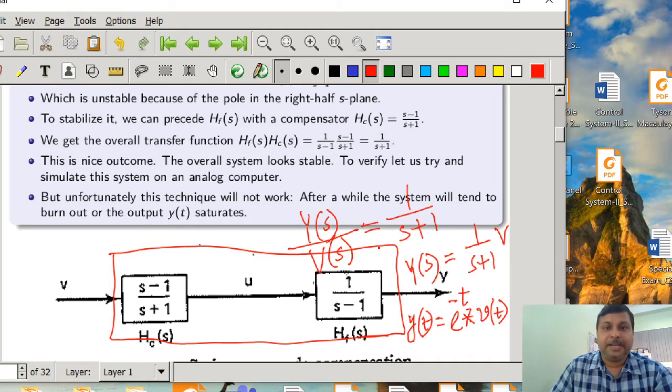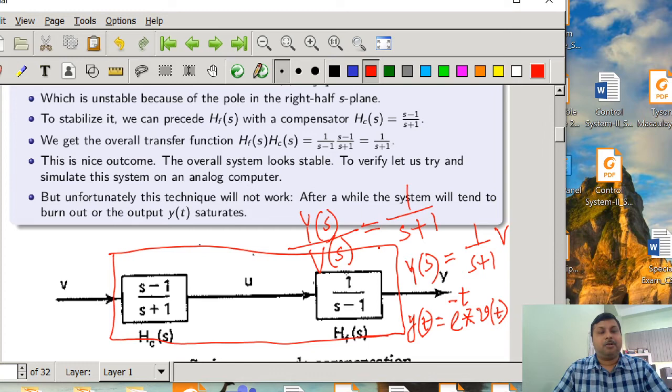To verify, let us try and simulate this system on an analog computer. So now what we want to do is verify whether the system is really stable or not. To do that, we want to implement this overall system, subsystem by subsystem, in a laboratory. Fine, and we will take help of analog computers to implement that.